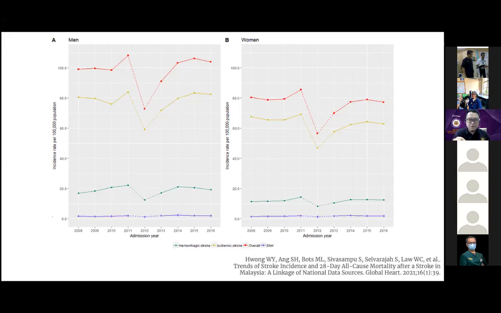So from, like our age, I think Dr. Adi is still young, but I mean 65 years old and below have a higher risk nowadays of getting stroke. I think a few factors are involved here.